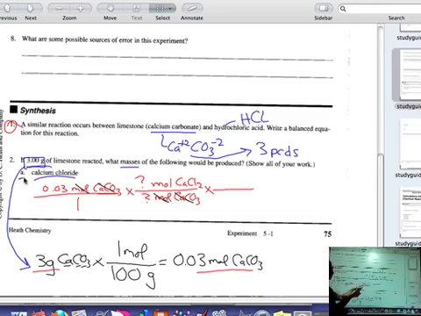What we have left is 0.03 moles of calcium chloride, if the ratio is 1. We don't actually know until you guys balance the equation what these numbers are. So you're going to fill this in. That's why I put question marks.